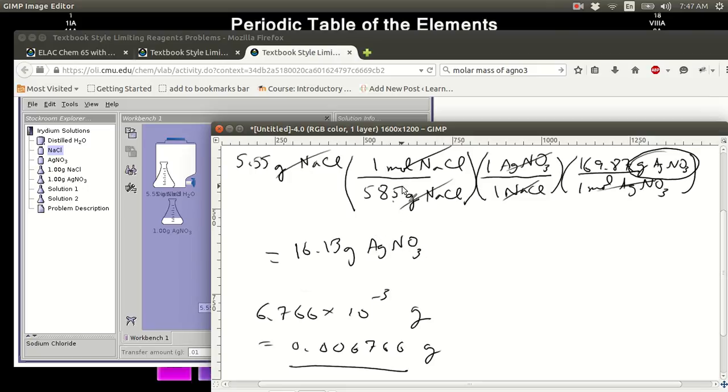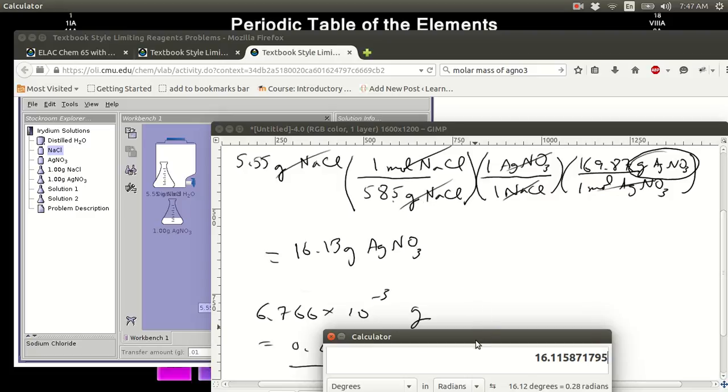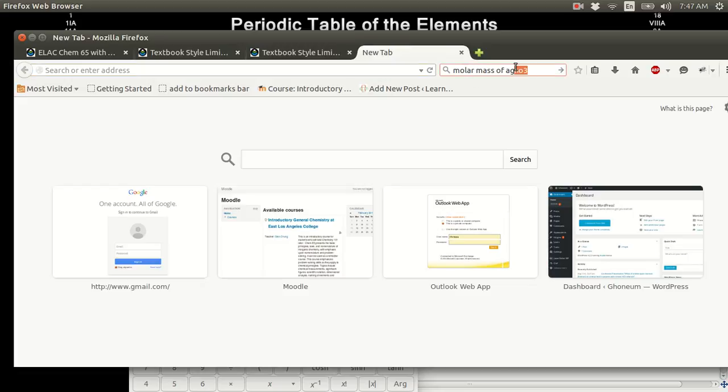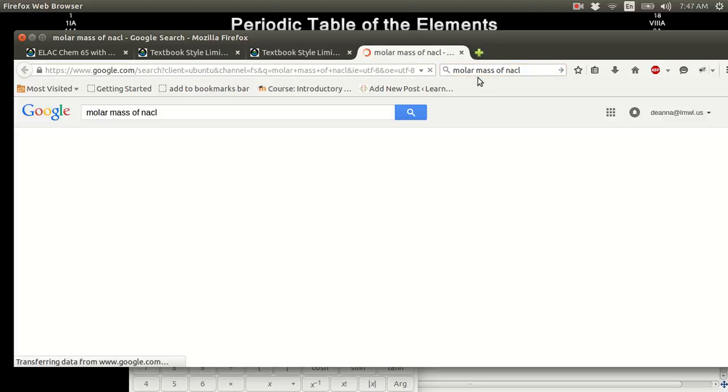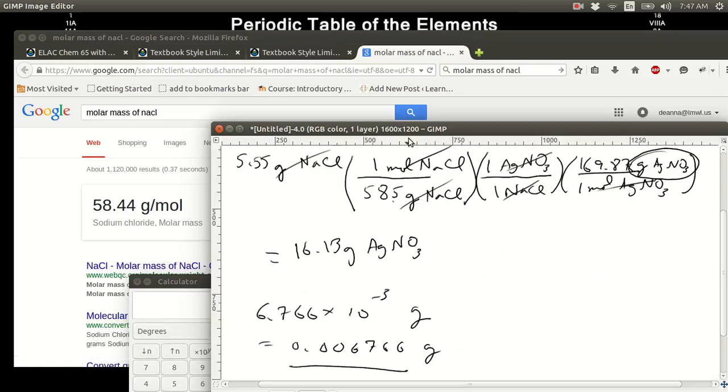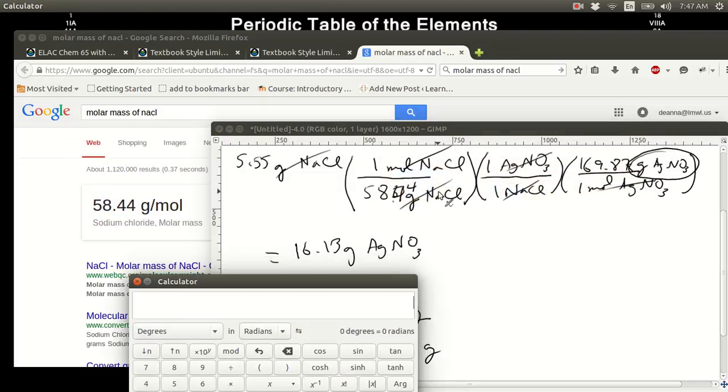So what does that mean? That means on the calculator, I don't have 16.13. Maybe I need to get this number with some better significant figures. Molar mass of NaCl, 58.44. Okay, that will make a difference. So let's see. 58.44 grams. So 5.55 divided by 58.44 times 169.87. There it is. That's what the software wanted.